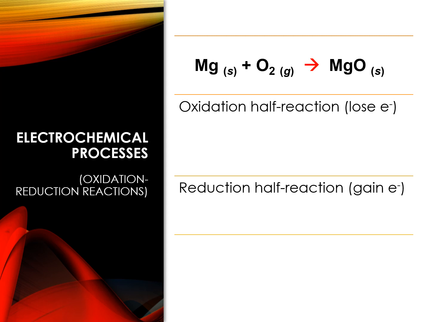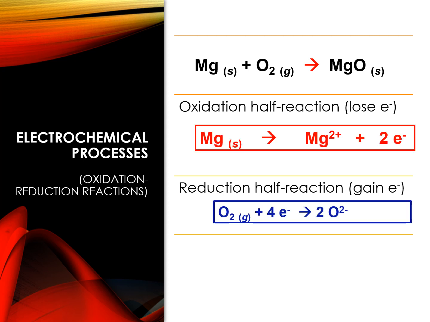Remembering the half reactions, Mg into Mg2+ plus 2e-, and O2 plus 4e- into 2O2-. Oxygen gas needs to gain a total of 4 electrons. As a result, magnesium, which initially has only 2 electrons to lose, will need to lose a total of 4 electrons. So you must multiply the oxidation reaction by 2. The half reaction is now 2Mg into 2Mg2+ plus 4e-. With equal numbers of electrons lost and gained, we now have a balanced chemical reaction.